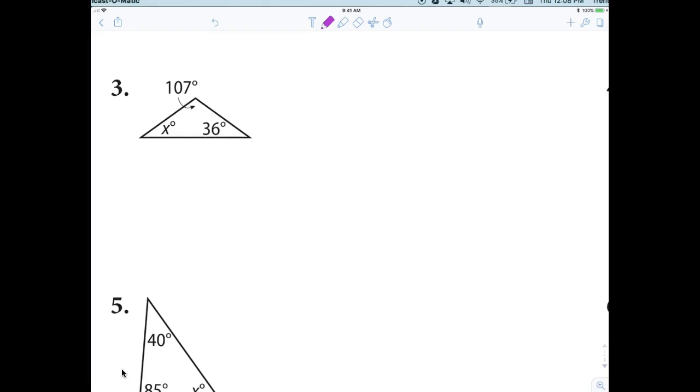Now again, to figure out what x is, remember they have to add up to 180. So you're simply taking 107 and 36 and subtracting it from 180. All right? So x is what? 37. So we agree that x is 37 degrees? Yep.